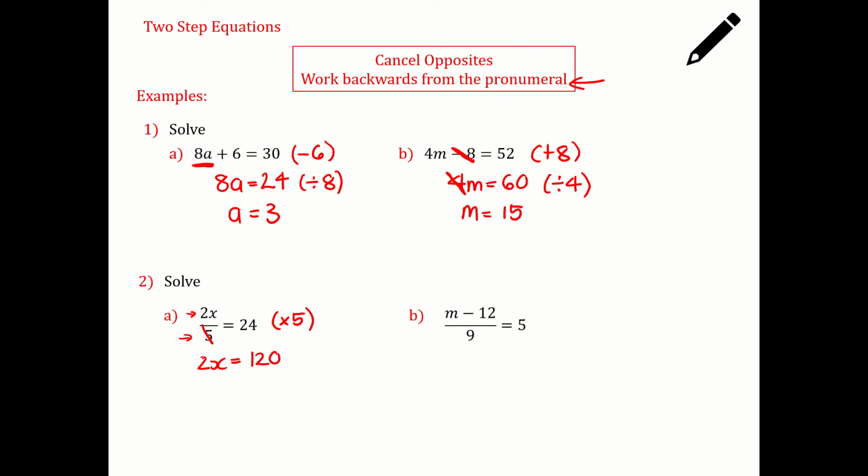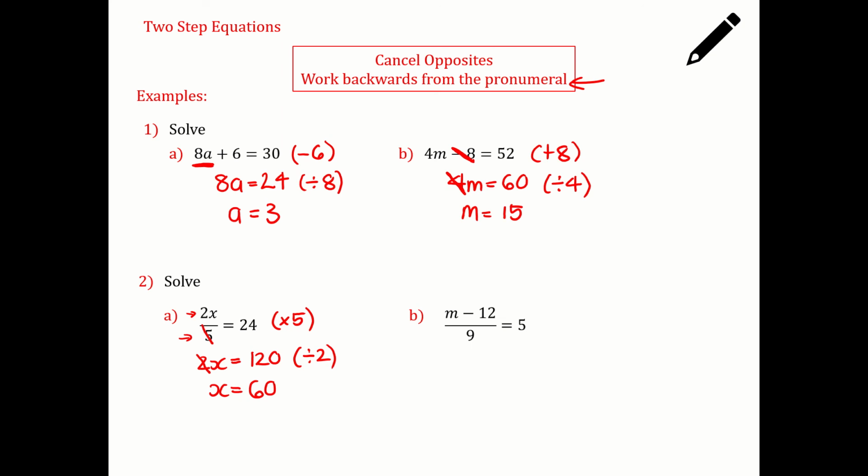Okay, now this means 2 times x. The opposite of timesing by 2 is dividing by 2. If I divide by 2 on this side of the equation, it cancels out. I'm left with x. 120 divided by 2 is 60.